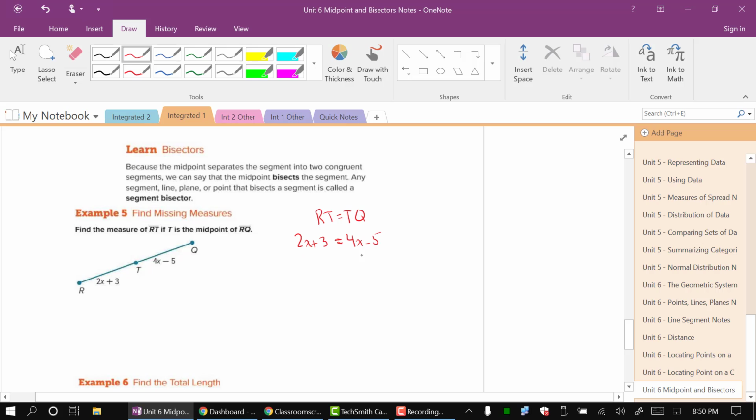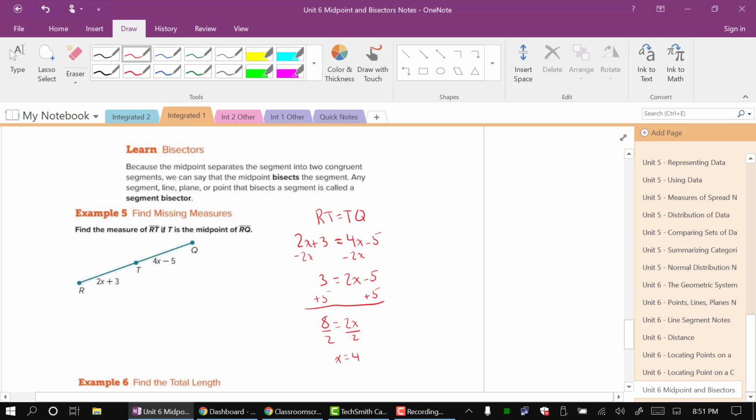I'm going to subtract 2x from both sides because that is my smaller, and I want to isolate it on one side. So that gives me 3 equals 2x minus 5. Now I want to get the variable by itself over here, so add 5 to both sides. That gives me 8 equals 2x. I want to undo the multiplication, so I'm going to divide by 2. I get x equals 4.